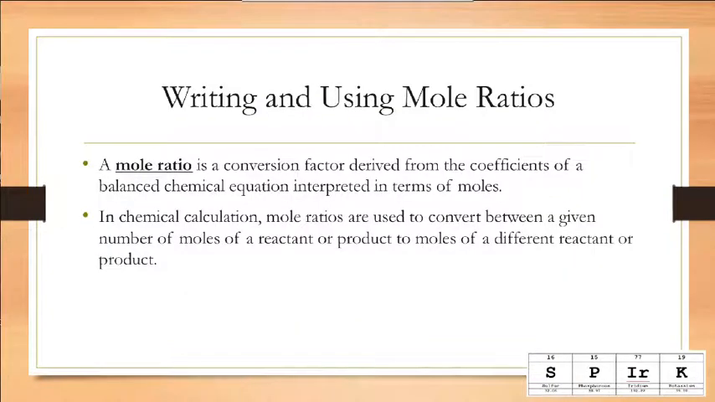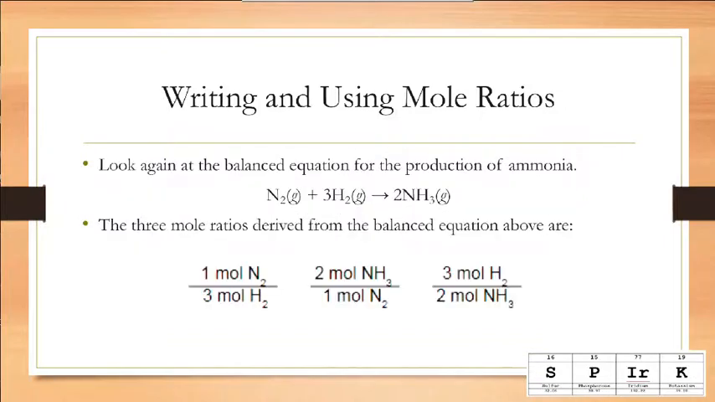So we're going to be talking a lot about mole ratios. And a mole ratio is a conversion factor derived from the coefficients of a balanced chemical equation interpreted in terms of moles. In chemical calculations, mole ratios are used to convert between a given number of moles of a reactant or product to moles of a different reactant or product.